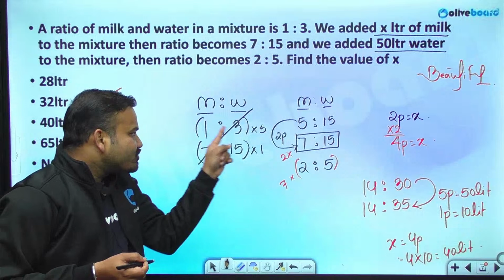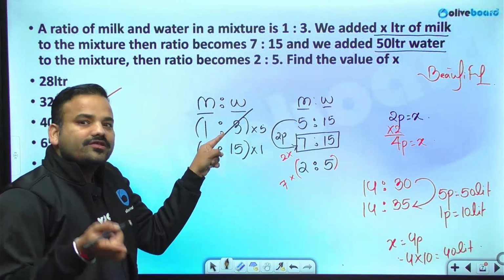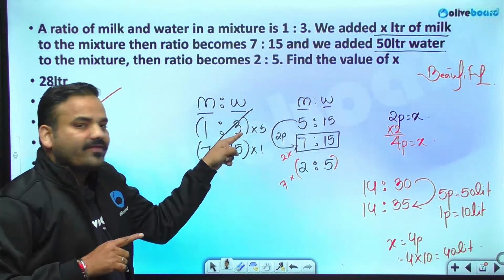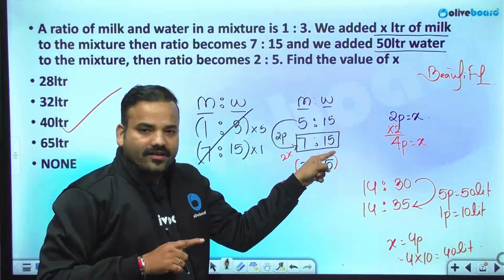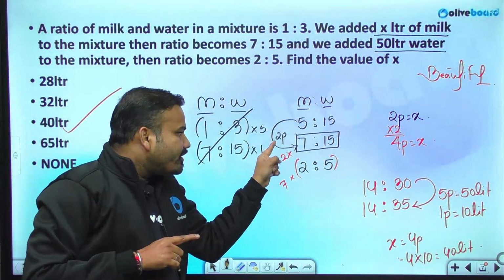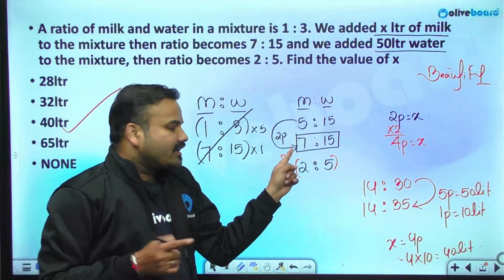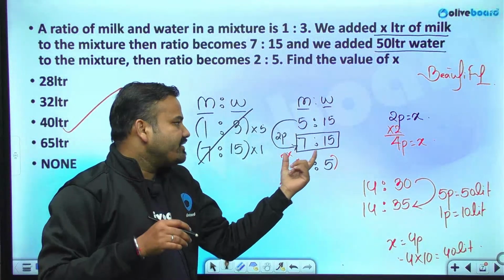The initial ratio was 1 and 3, which changes to 7 and 15. The ratio changes because of the addition of milk. Make this water wala part constant. I multiplied this by 5. The moment I multiplied this by 5, this becomes 5:15 and 7:15. So the amount of milk added was 2 point, which is equivalent to x. Now the container, after addition of milk, has the ratio 7 and 15.